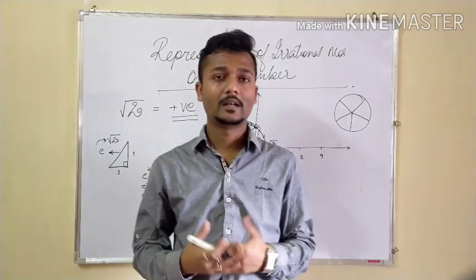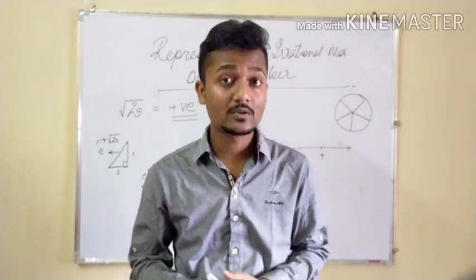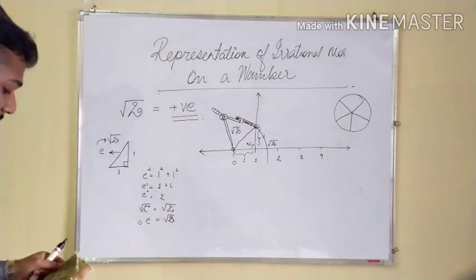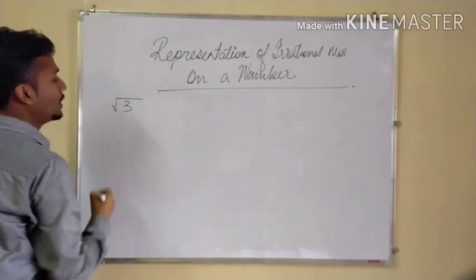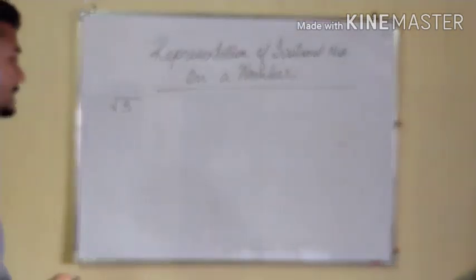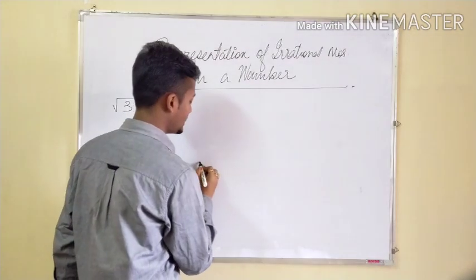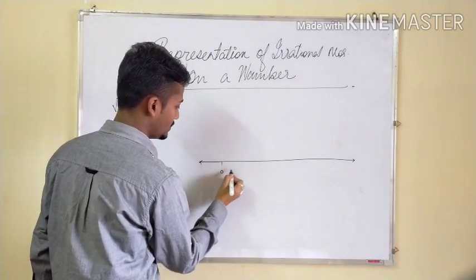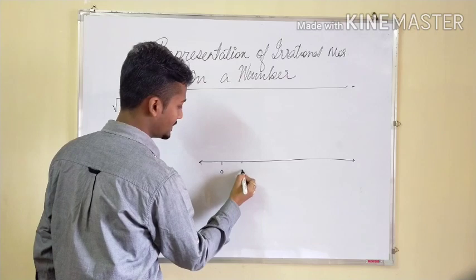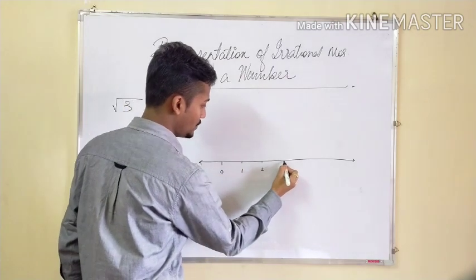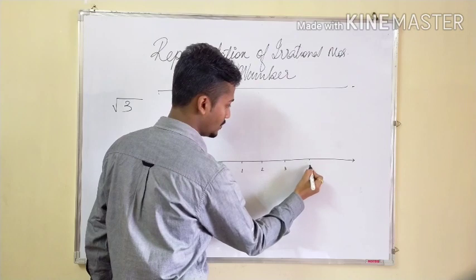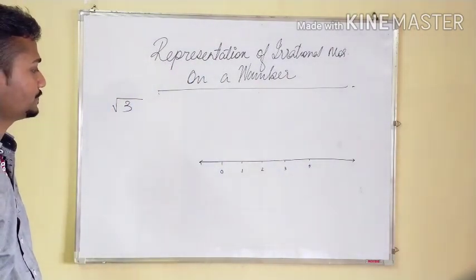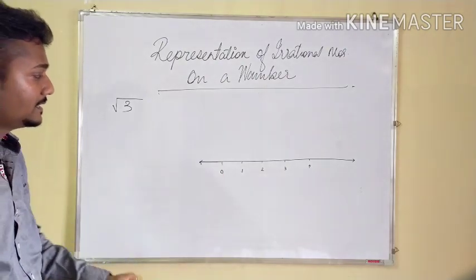Now, next we will try to represent root 3 on a number line. Let us see how to represent root 3 on a number line. Let us draw a number line first. Root 3 is also positive. That means we will be taking this side. 1, 2, 3, 4. Till here it is clear?